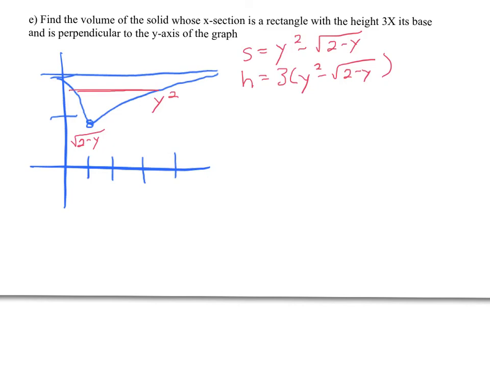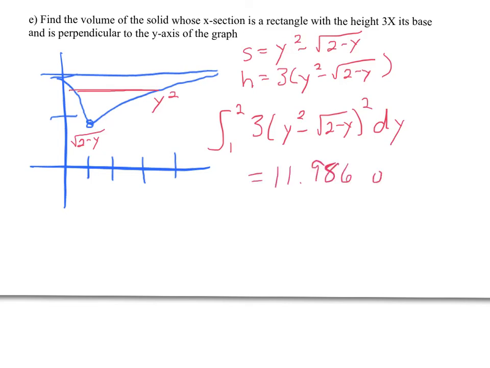So to find the volume of the solid, I'm going to integrate with respect to y. So from 1 to 2 of 3 times y squared minus the square root of 2 minus y. And we could just say that that is squared since we're multiplying it together, dy. And if we put that in our calculator, we get a volume of 11.986 units cubed.